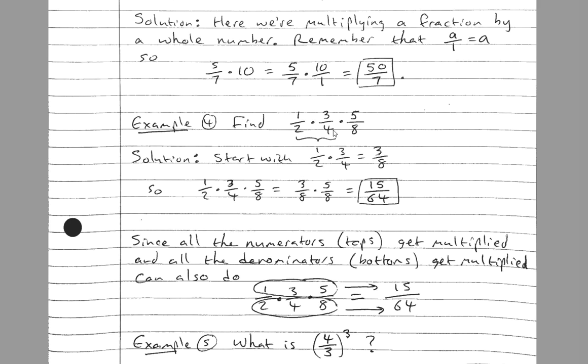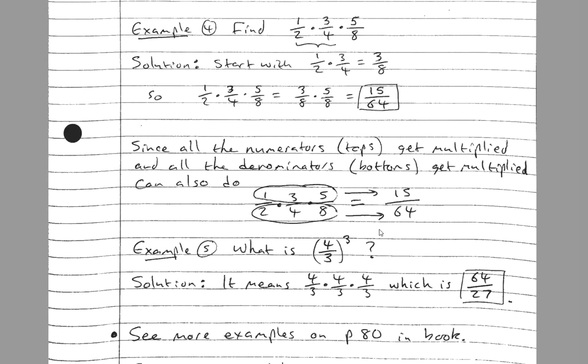All right, so when you're multiplying a bunch of fractions together, if there are no other operations, if you're just multiplying, then again, straight multiply all the tops and multiply all the bottoms. Okay, so it couldn't be much easier. Just remember what to do.